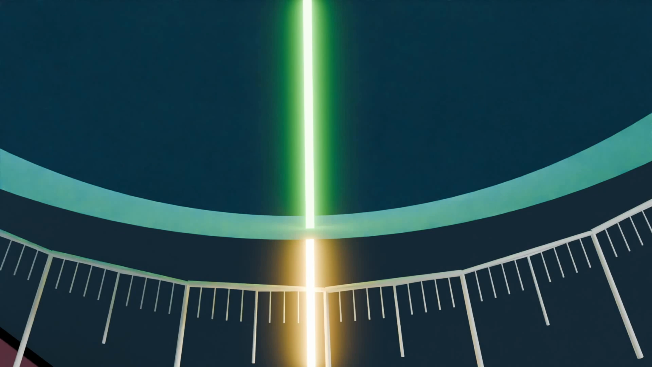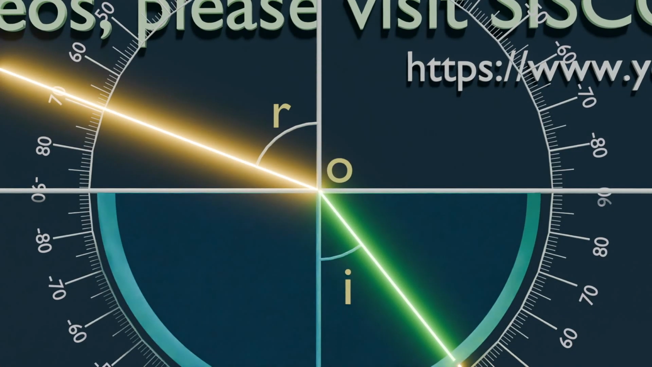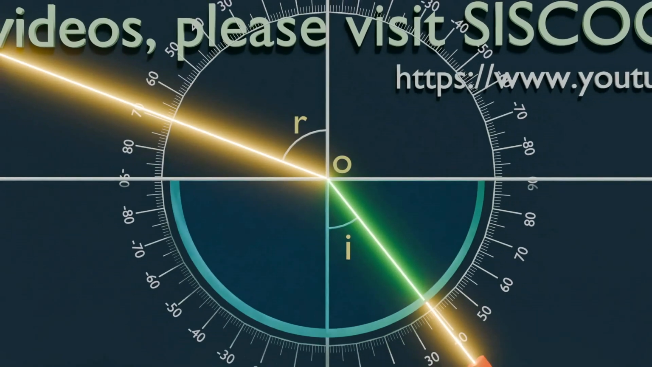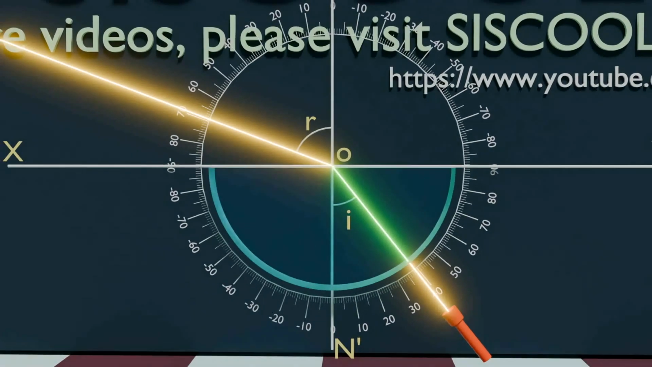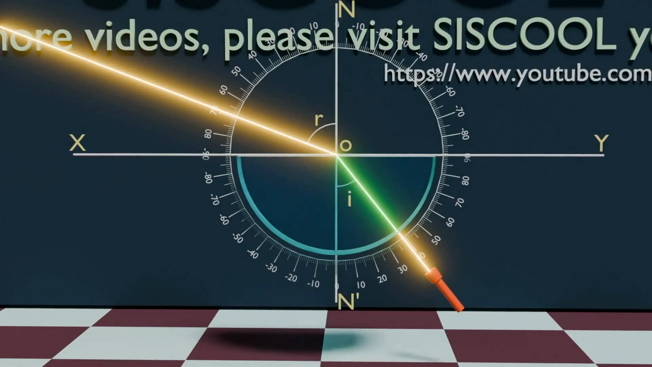When the light ray enters the glass slab from air, its angle of incidence at the surface is 0 degrees. So the light passes straight through without any deviation. However, when the light exits from the glass into air, the situation changes, because here the angle of incidence is not 0.